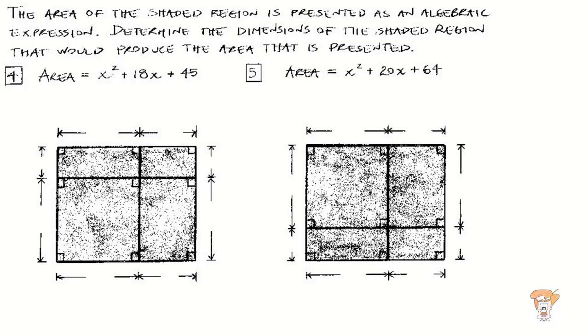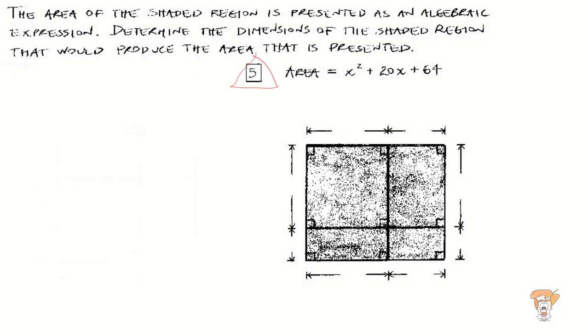In number 4, the dimensions are, and in number 5, the dimensions are. Let's review the process used to determine the dimensions for the shaded region in number 5.